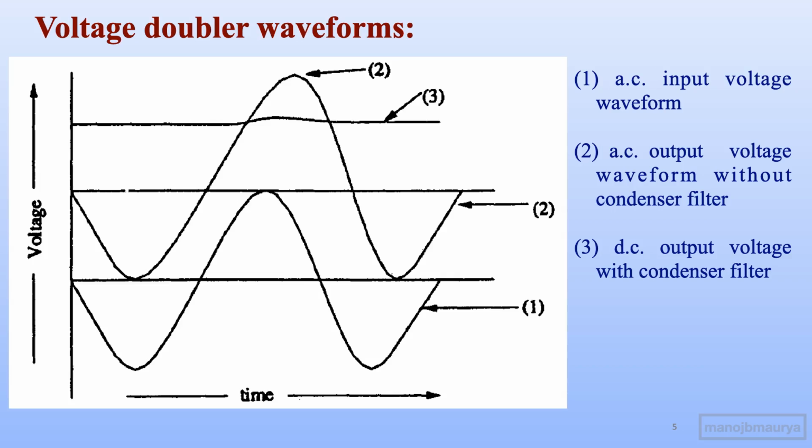So this way the output voltage obtained as waveform 3 has an average value less than the peak value of the AC voltage appearing across the load.